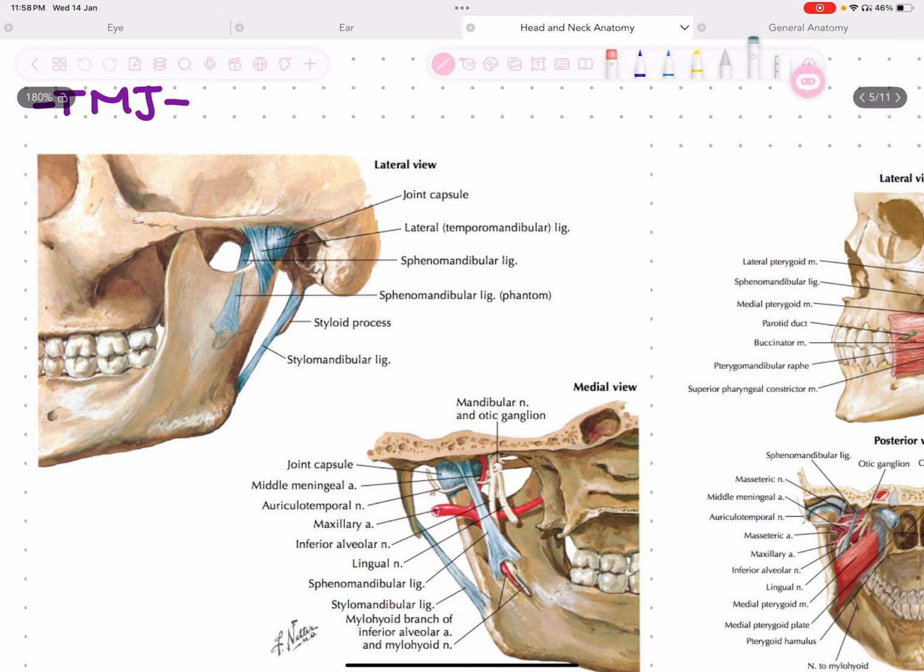Hi everyone, today we're starting a very important joint, the temporomandibular joint. We've already recorded and uploaded its video, but very sadly it doesn't have a voice to it, so I have to record it all over again.